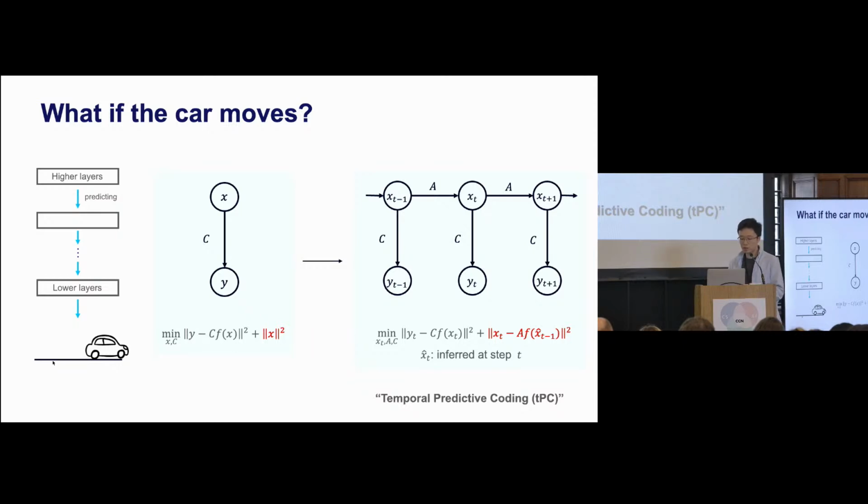So the objective function that we can derive from this probabilistic model is very similar to static predictive coding. The first term is exactly the same, which is the hierarchical prediction error squared. The only difference is that the second term, the second prediction error, now has a dependence on the prediction from the previous time step, which we again model as a nonlinear function consisting of a nonlinearity F and this matrix A. This model is what we call temporal predictive coding, TPC.